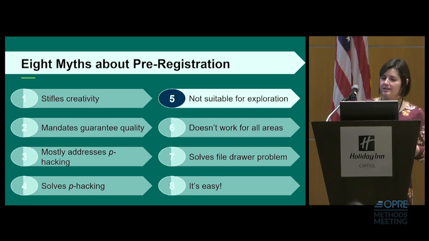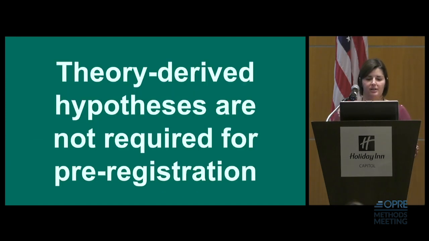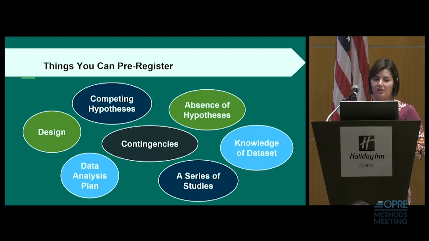Okay. So again, that it's not suitable for exploration. We don't have to have theory-derived hypotheses to do this process. There's lots of different things we could pre-register. So we could pre-register that we don't have hypotheses, that we're going to use a contingency. So if this, then that. A series of studies, knowledge of a data set, many different features could be declared ahead of time that are currently usually not disclosed.